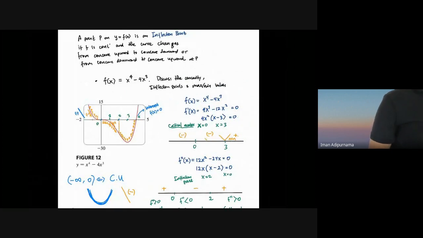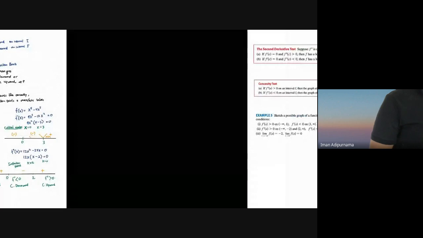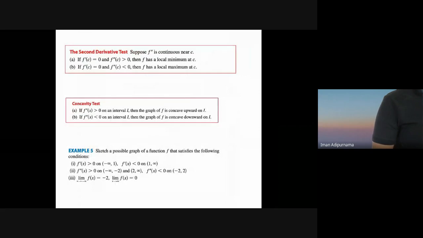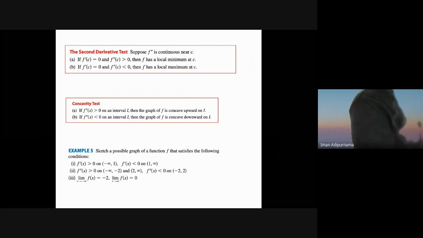Okay, let me continue a little bit. This is just to review the previous one, the second derivative test. By looking at the inflection point, you can check whether it has a local minimum and maximum using the second derivative test. And the concavity test we have done previously is to determine whether the function is concave upward or downward.